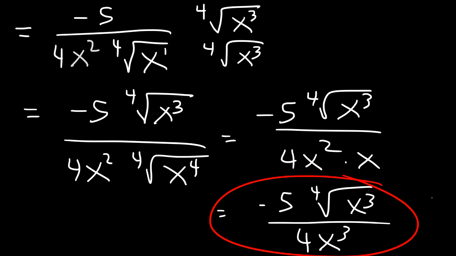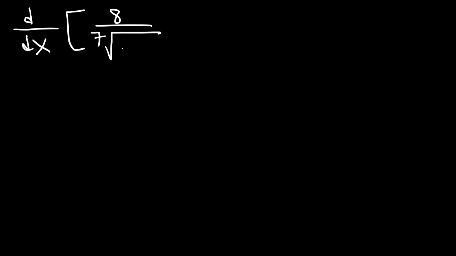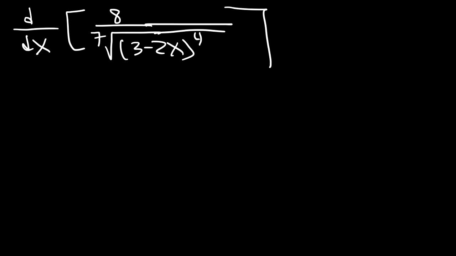That's it. Now let's try one more example. So let's go ahead and find the derivative of 8 divided by the 7th root of 3 minus 2x raised to the 4th power. So go ahead and try that.